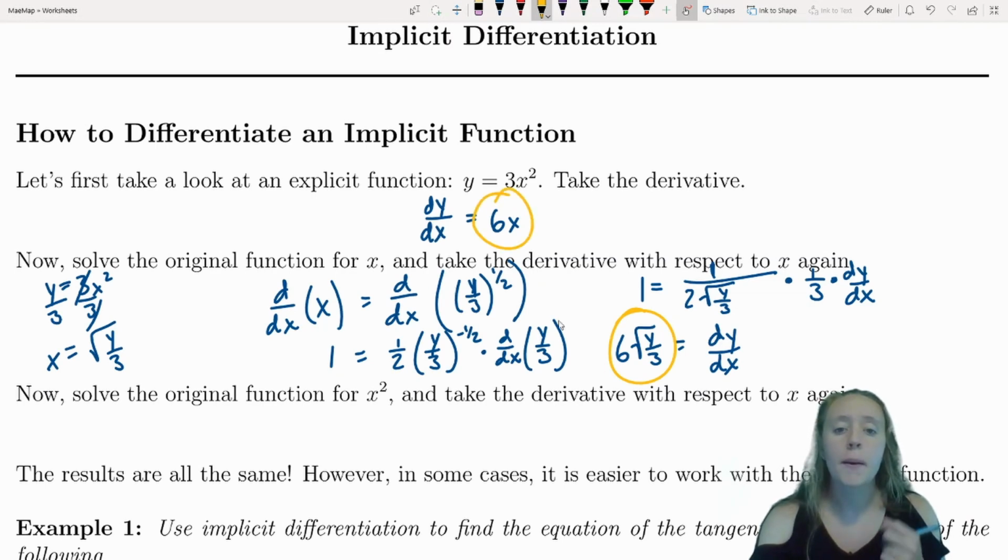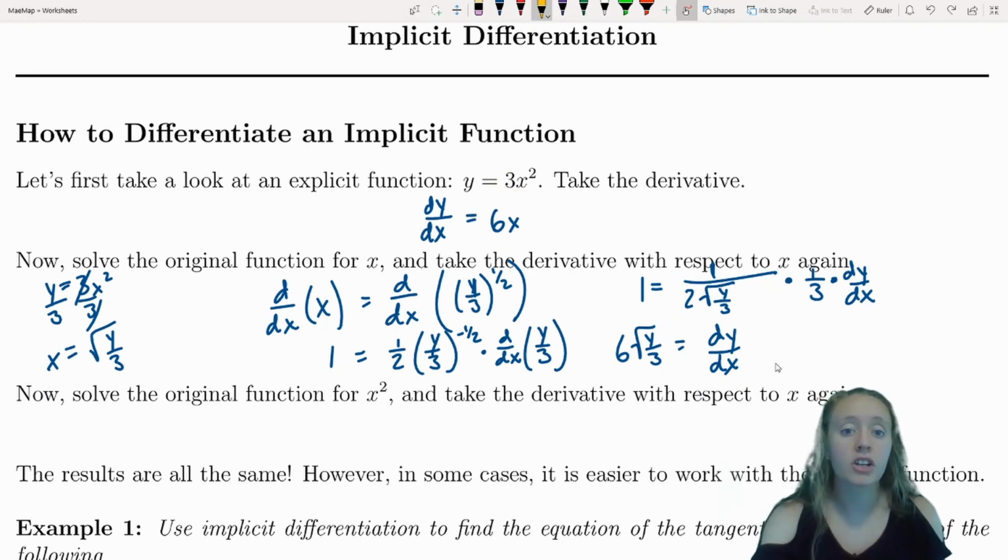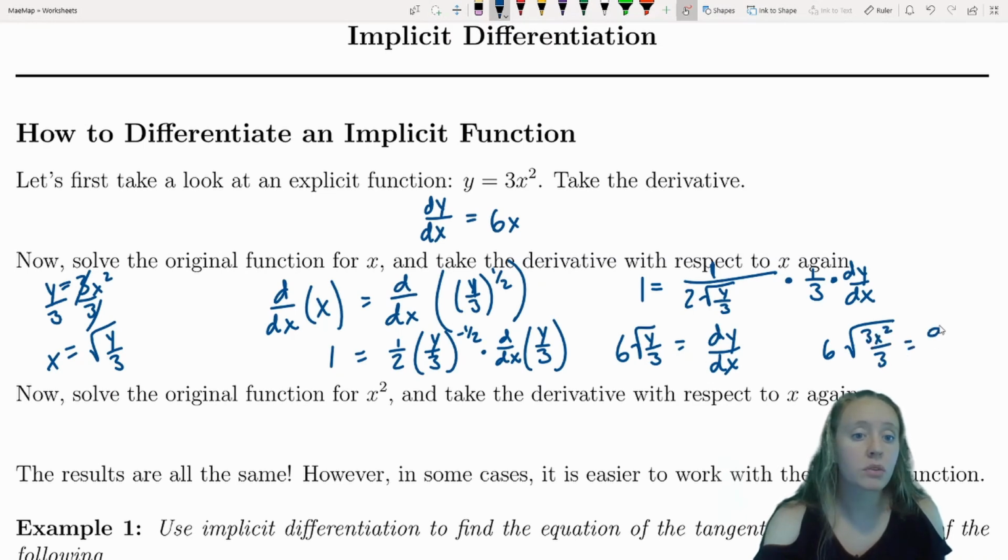Now, this 6 root y over 3 doesn't look as easy as that 6x that we got originally. But what is y? Y is that 3x squared. So if I was to plug 3x squared right on in for y, I would have 6 times the square root of 3x squared over 3 equals that derivative of y with respect to x.